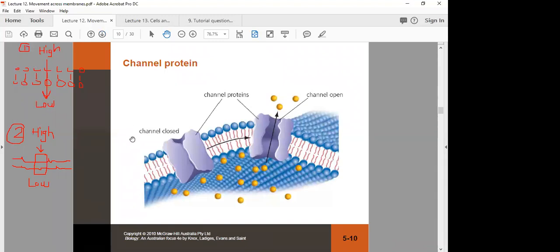All right, so this is what a channel protein looks like. And we saw this on the very first slide. So here it is, a transmembrane protein, which is a channel protein. This is the closed state. And here we can see the open state. So when the channel's open, whatever substance it's specific for can simply diffuse straight through this open channel from one side of the membrane to the other. But remember, diffusion still occurs down a concentration gradient from high concentration to low concentration.